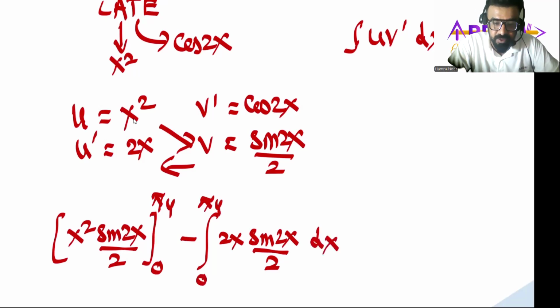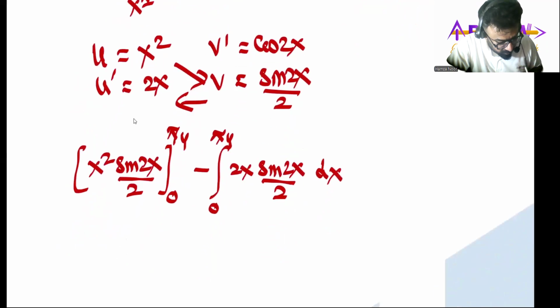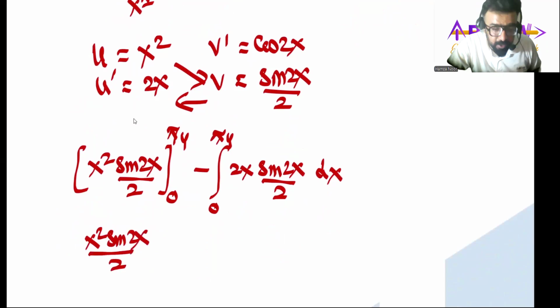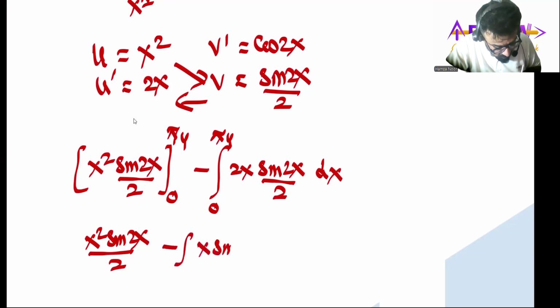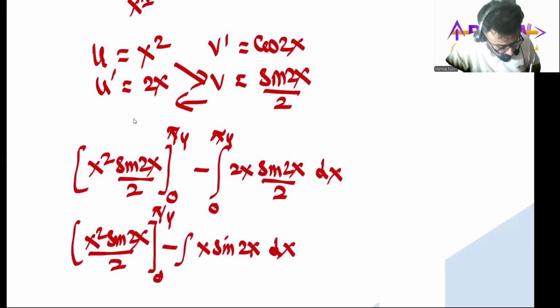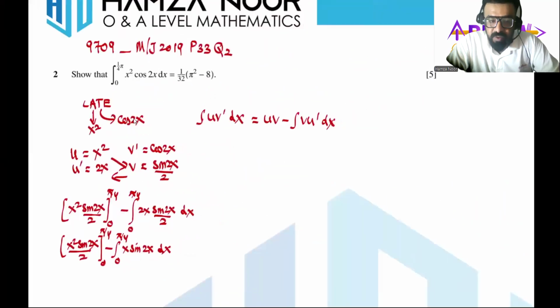So far we have achieved this. Now we can see that this 2 and 2 get cancelled out. So this essentially means that x squared times sine 2x, completely over 2, is exactly the same thing. And then minus integration of x times sine 2x with respect to x. The first part is already integrated, with upper limit pi over 4 and lower limit 0, and this remaining part is supposed to be integrated, with upper limit pi over 4 and lower limit 0.